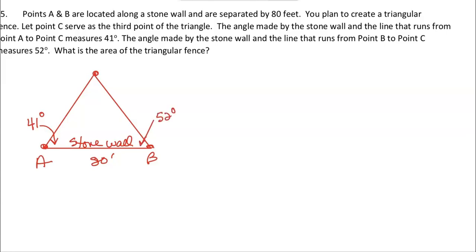What is the area of the triangular fence? Well, that's an interesting question. So I have some things to think about. I know, for one, that I can get angle C, which is up here, by just doing subtraction. So say 180 minus 41 minus 52, and that's going to get you an angle right here of 87 degrees. And I also know that I need to have an angle that's included between two sides in order to get my area formula filled in.